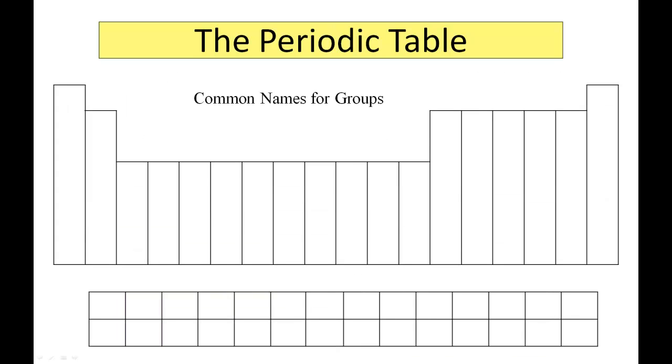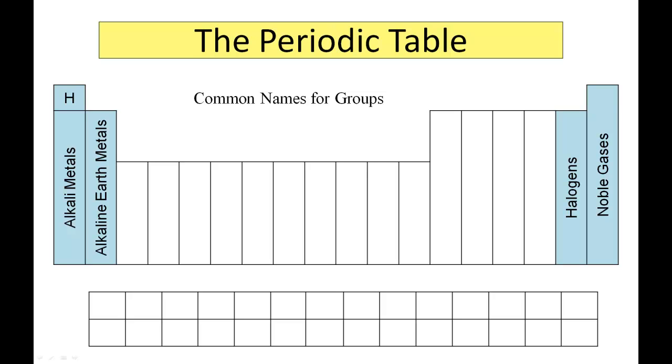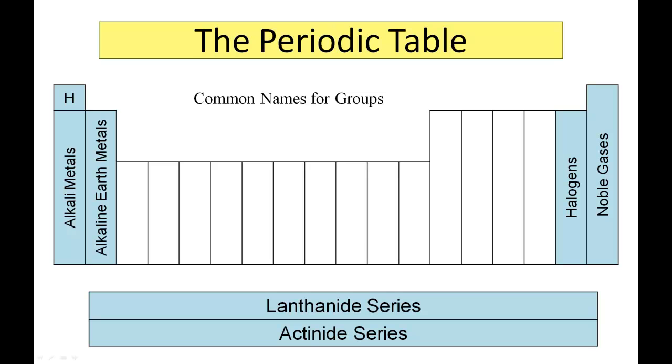There are some common names we give to groups just so we can refer to them in an easy manner. Group 1 is called hydrogen and the alkali metals. Group 2 is called the alkaline earth metals. Group 17 is called the halogens, and Group 18 is called the noble gases. Down in the intertransition metals, you'll see that the top row is called the lanthanide series, and the bottom row is called the actinide series.